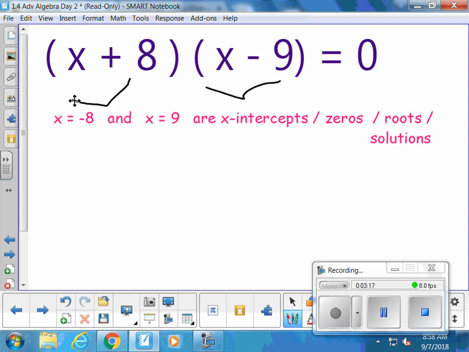Now, for this binomial to be equal to 0, the value of x must have been -8. Does it make sense? And for this one to be equal to 0, that value of x must have been 9. So that's how you would list out the solutions to this equation. Those are also the x-intercepts, so they're the p's and q's. This is kind of relating to what we did last week.